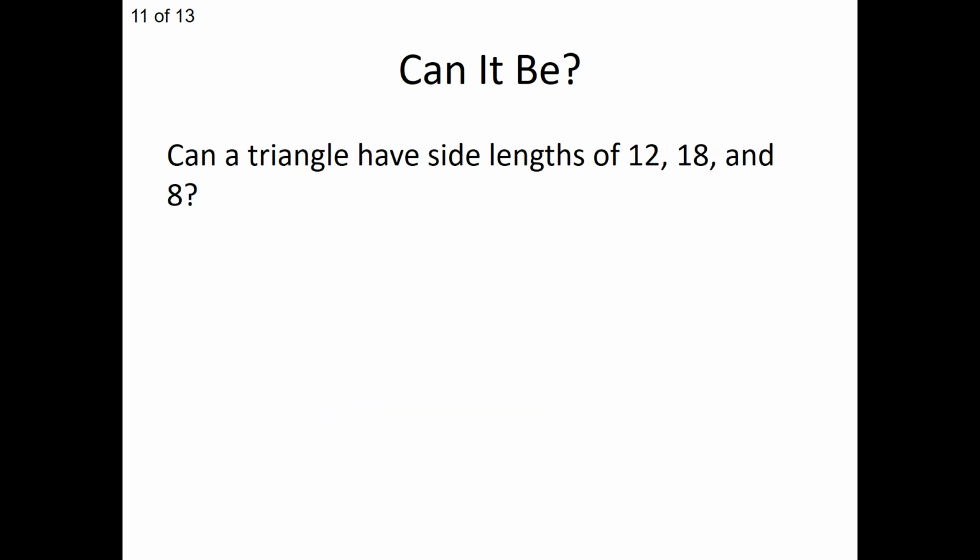Let's pick these three sides, 12, 18, and 8. Again, the test says pick the smallest two sides, add them together. If it is greater than the third, then you got yourself a triangle. So the smallest two sides in this case would be 8 and 12. Add them together, we get a length of 20. Now compare that to the third side. Is 20 greater than 18?